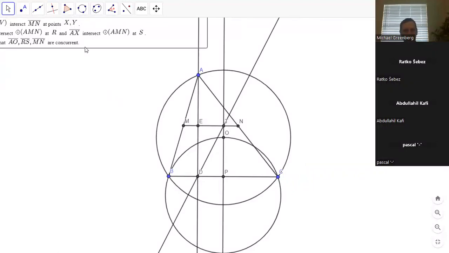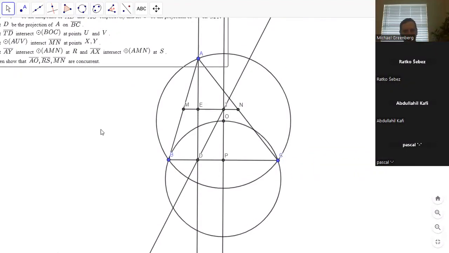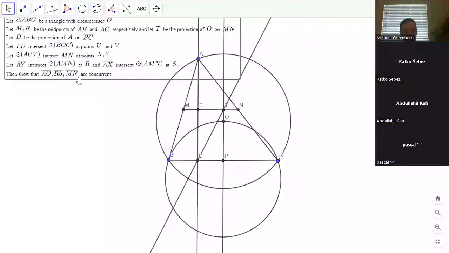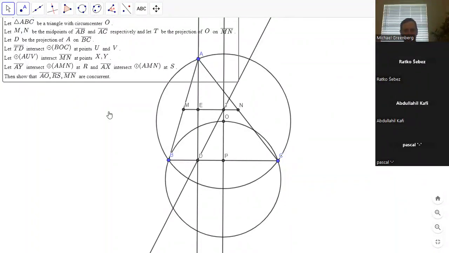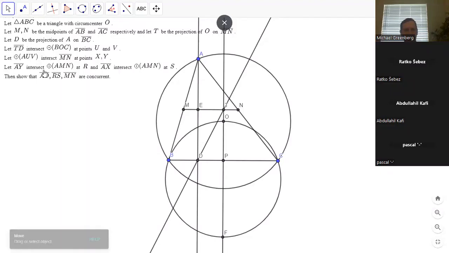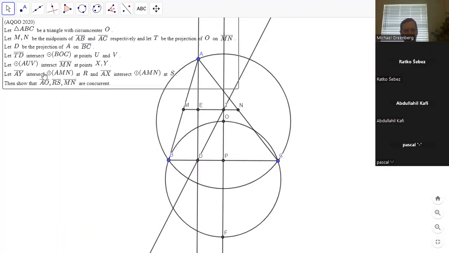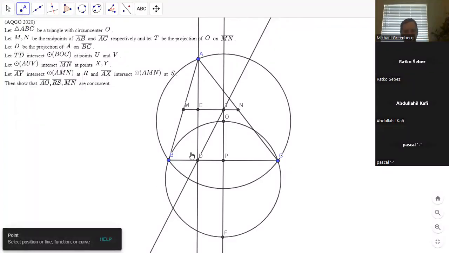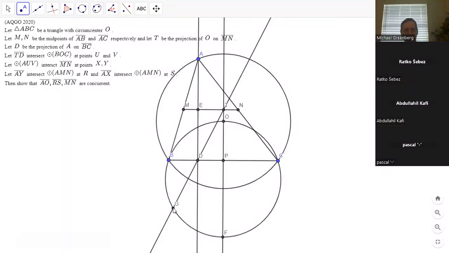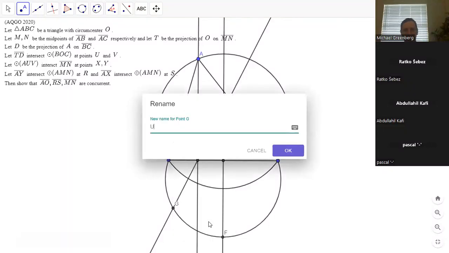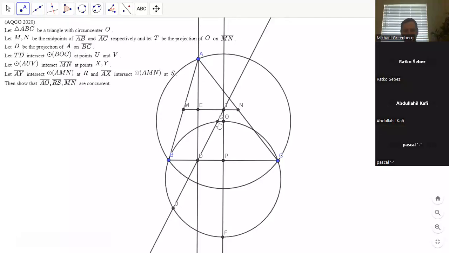Okay, because basically I want to draw this point because OF is a diameter and FB and FC are tangent, and that often helps. Okay. So TD intersects the circle at points U and V. Doesn't say which is U and which is V, so I could do whatever I want, I guess.